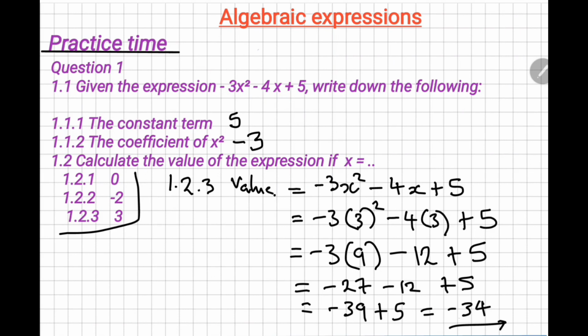Thanks for watching, guys. I hope you've understood the basics of what an algebraic expression is, and you can perform the skill of finding the value of the expression when you're told what the actual values of the variables are. In the next video, we'll continue talking about algebraic expressions.